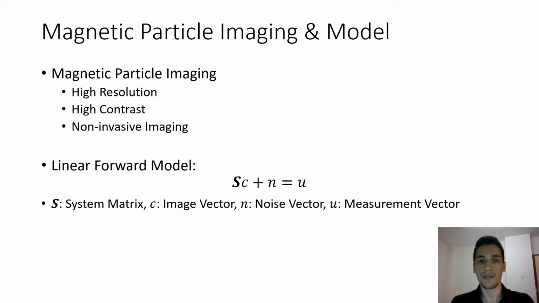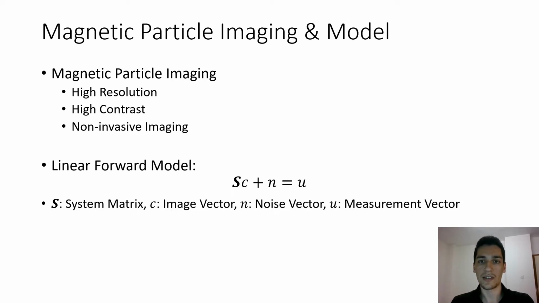MPI is a recent non-invasive imaging modality which provides high spatiotemporal resolution. It's a promising imaging technique for future clinical applications, including cell tracking and angiography. The most common image reconstruction method in MPI is called calibration-based reconstruction, and it uses this classical linear forward model.